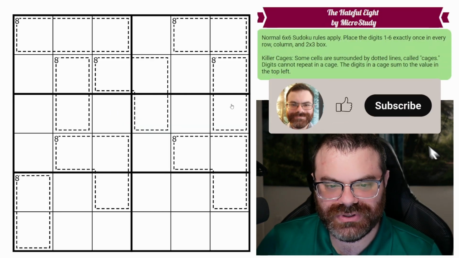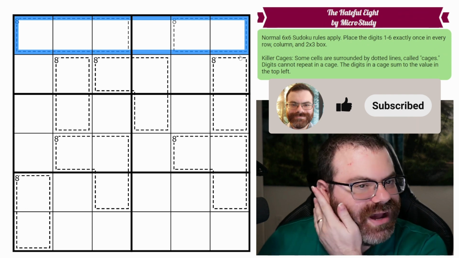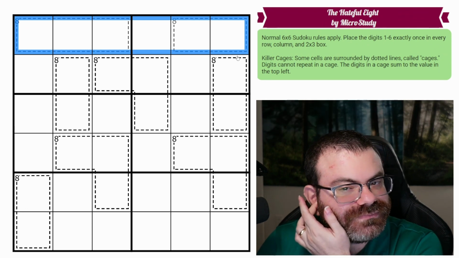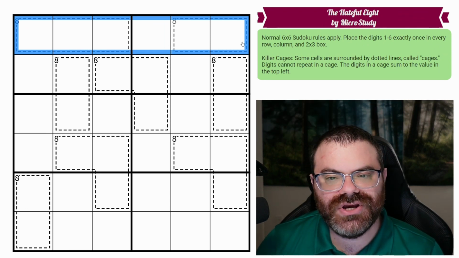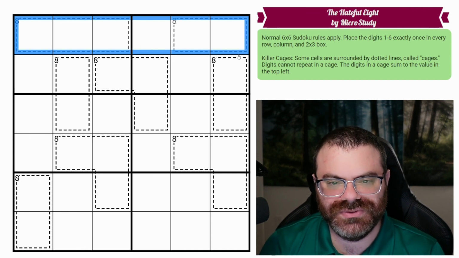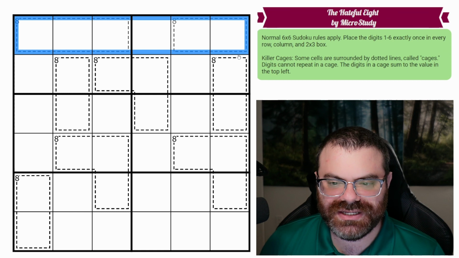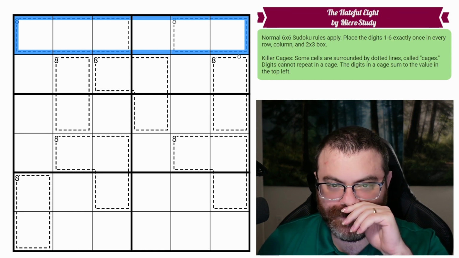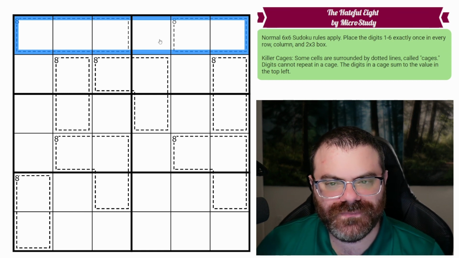All right, so I think a good place to start is some math in this top row here. So we know that a row of a Sudoku has 1 to 6 exactly once each. That's part of the rules. And so if we add up 1 through 6, we're going to get 21 every time. No matter how many times you try, you'll get 21.